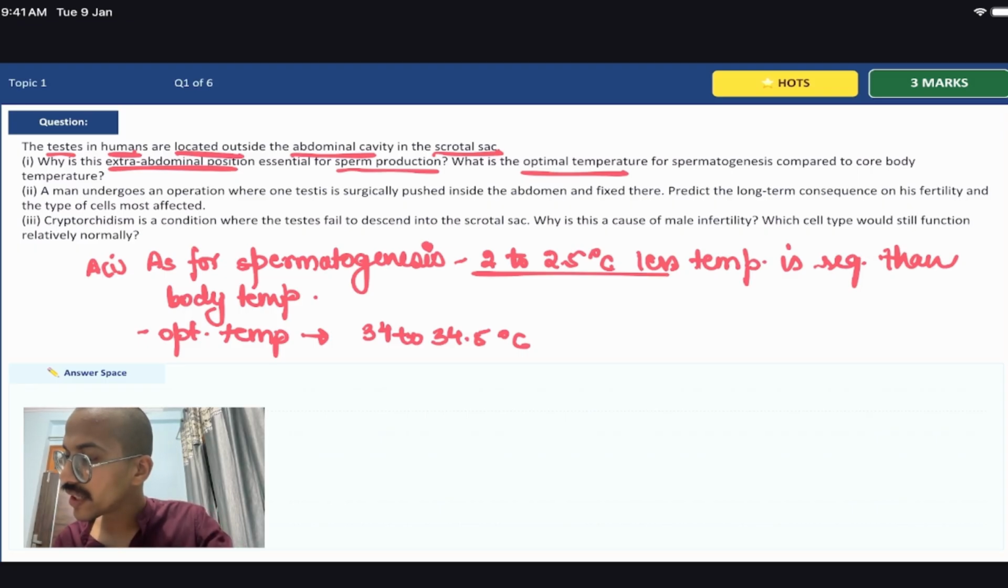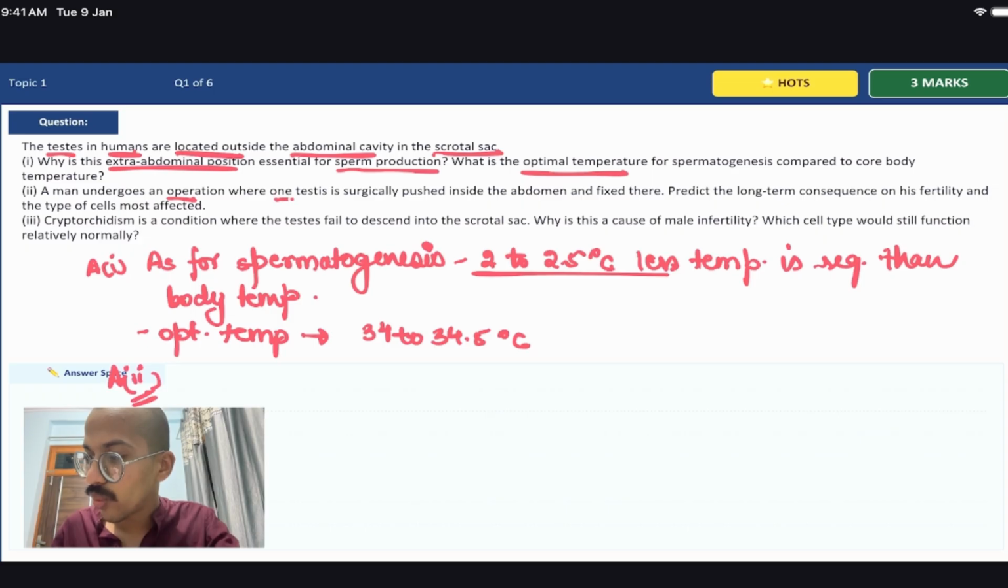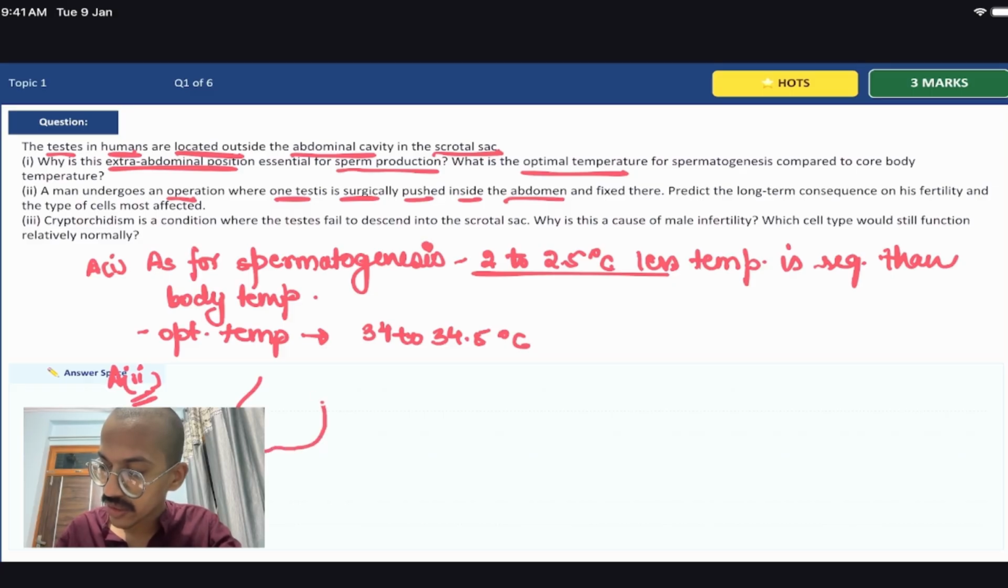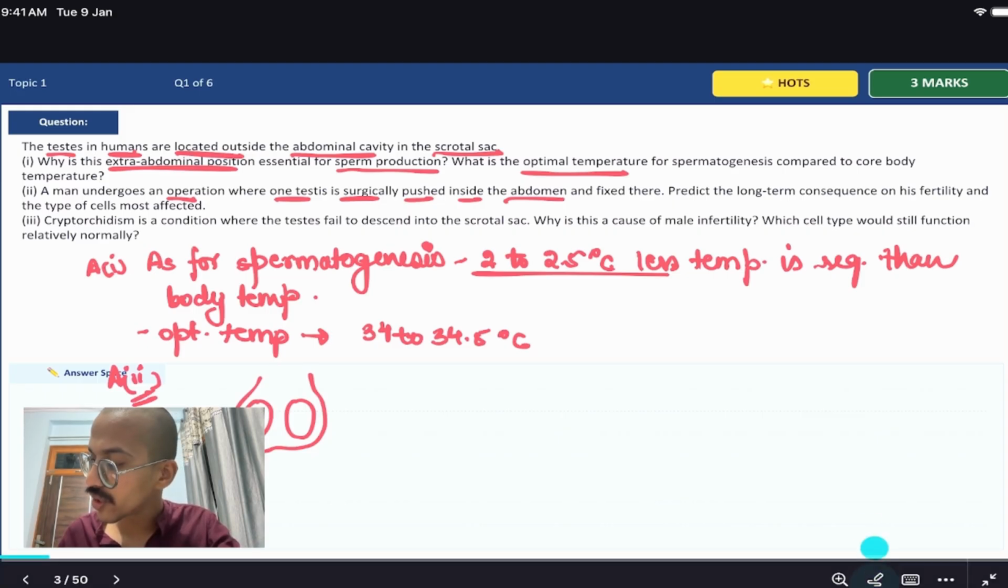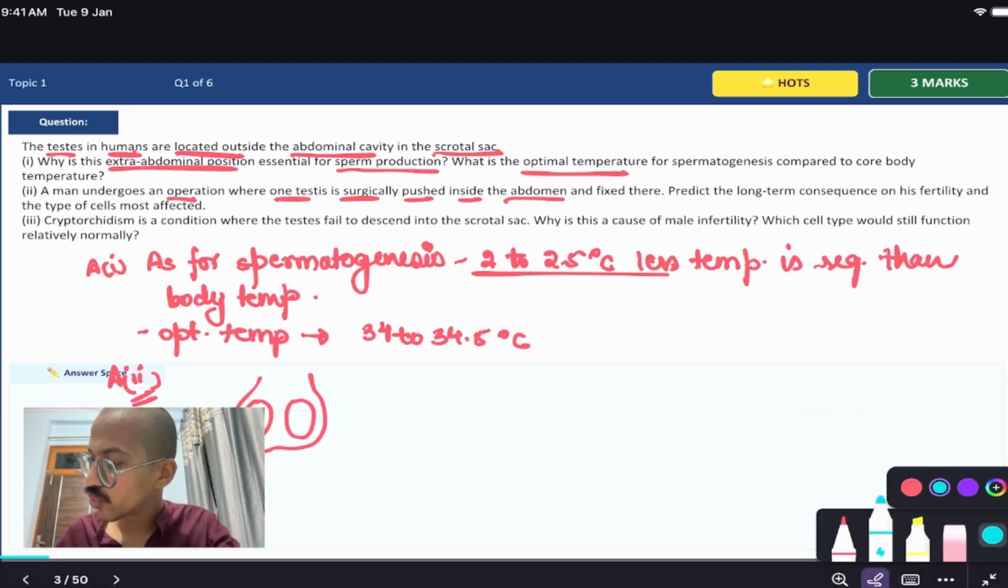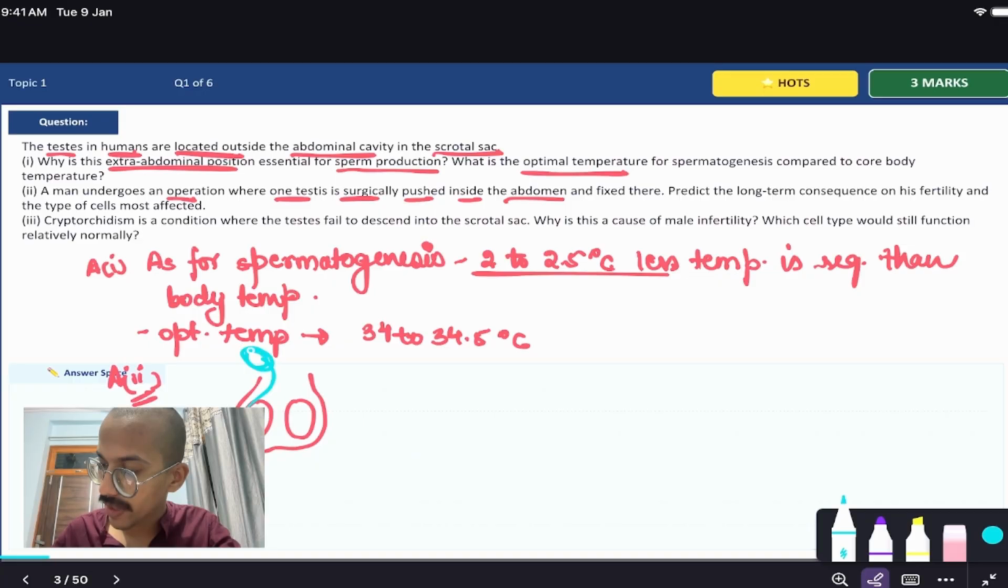Okay, moving on to the next one. The second question is that a man undergoes an operation where one testis is surgically pushed inside the abdomen. If this is the scrotum and these are the two testes present, the doctor pushed one of them into the abdomen. So I am saying that this has been pushed into the abdominal area.